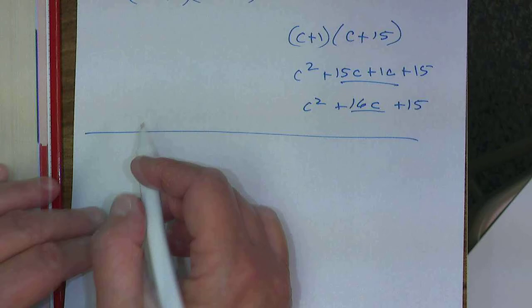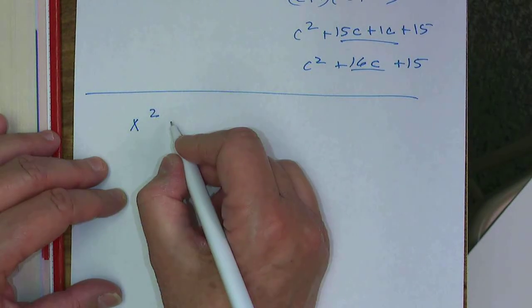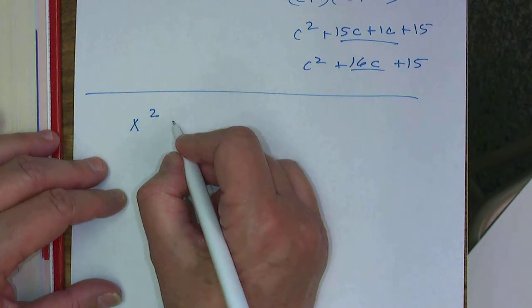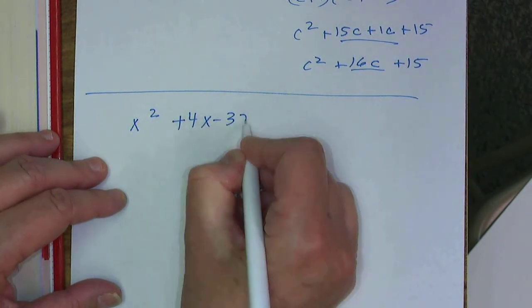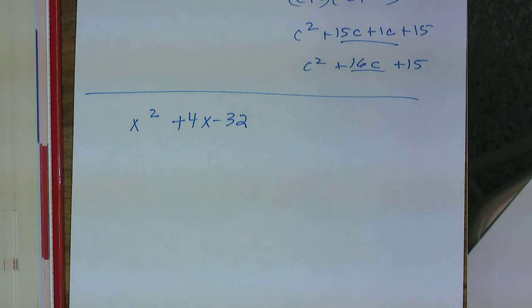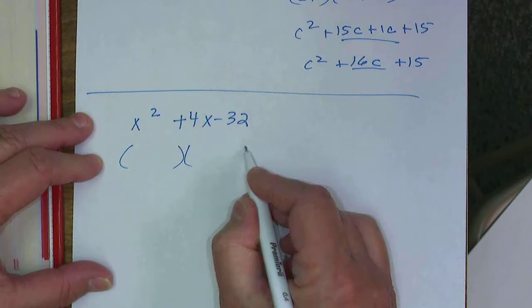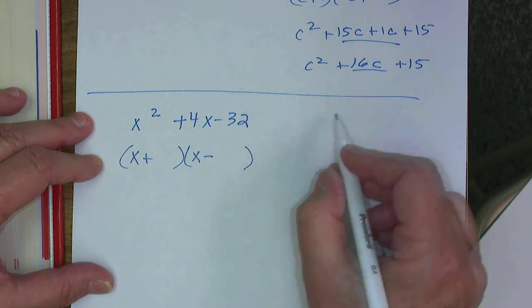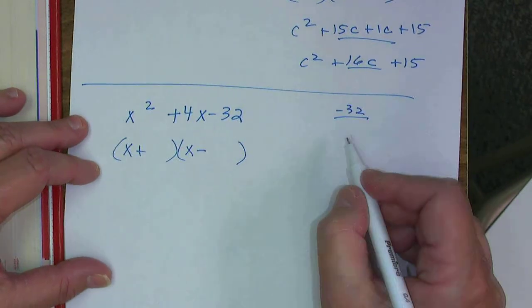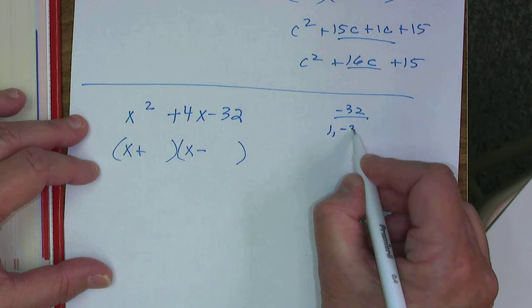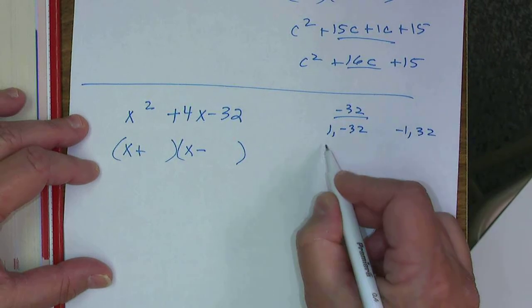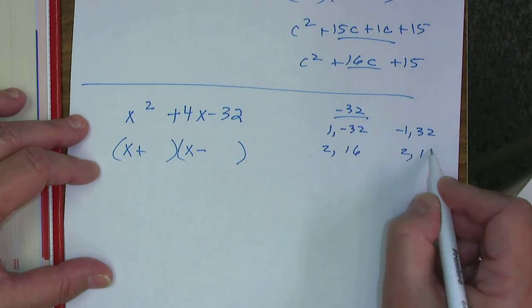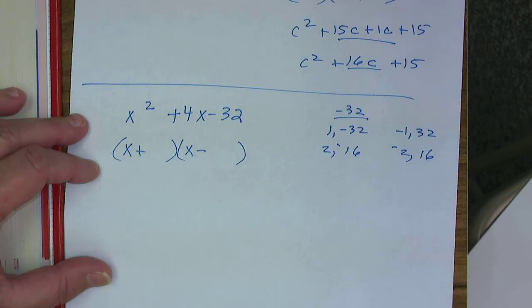Let's take x squared plus 4x minus 32. Again, pause the video and work it out. I know there's going to be one of each because it's a negative 32. I could use 1 and negative 32, negative 1 and 32, 2 and 16. See, that one negative, that one negative. None of those have 4 yet.